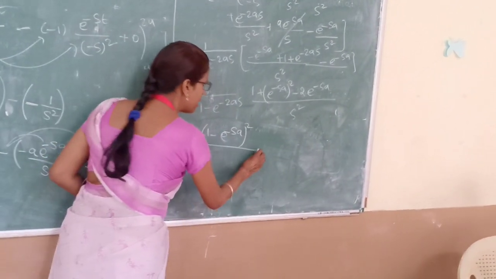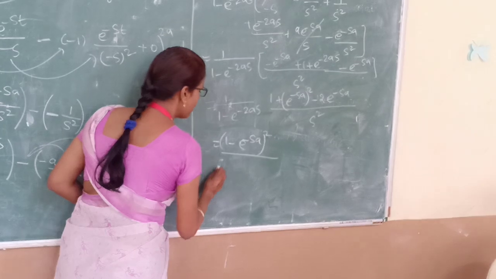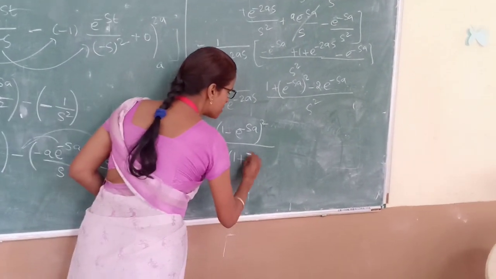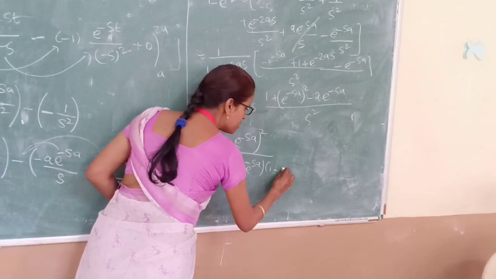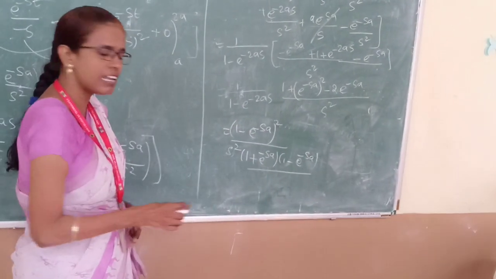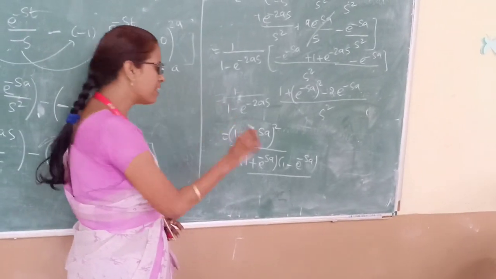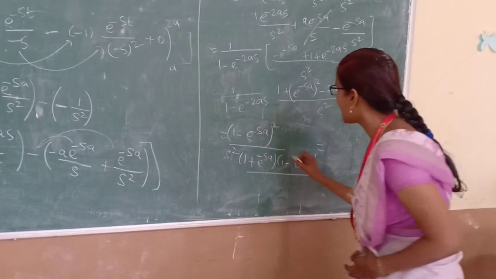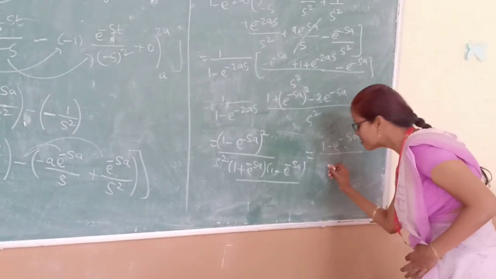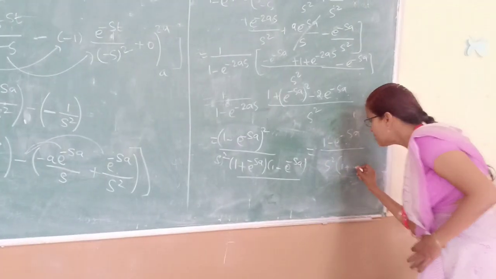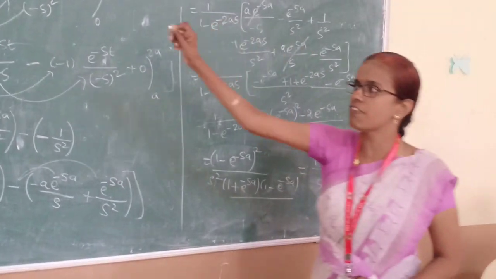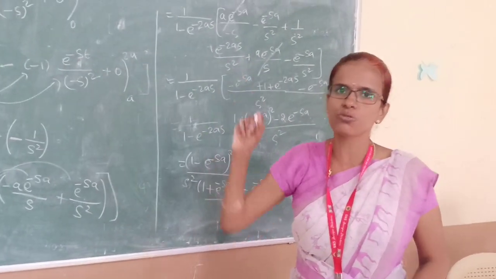Then whole divided by the a square, which we write as 1 plus e power minus sa into 1 minus e power minus sa. If you multiply these two terms, finally we get this term. Finally the answer is what? You just cancel one term. The answer is e power minus sa by s square into 1 plus e power minus sa. So this is the final answer for the given function f of t. This is the way we need to solve. Thank you guys.